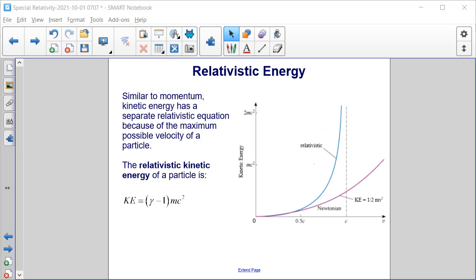Similar to momentum, kinetic energy has a separate relativistic equation because of the maximum possible velocity of a particle. This relativistic kinetic energy is equal to, we have this little correction factor here for relativistic movement, gamma minus 1, and then mc squared, instead of our Newtonian understanding of energy, 1/2 mv squared.